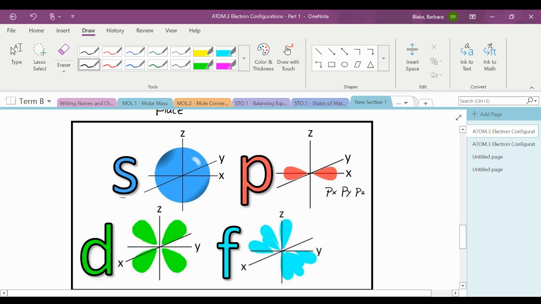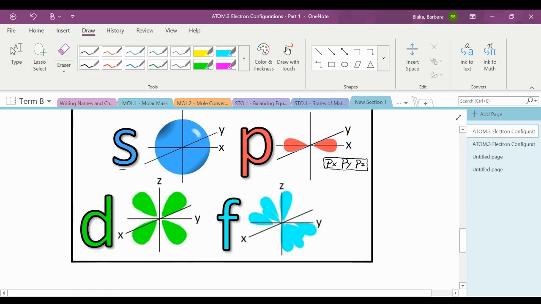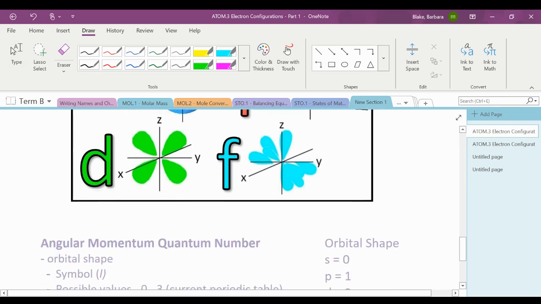And for D and F, the shapes kind of rotate a little bit and look a little bit different depending on the orientation. And it gets much more complex when you have multiple lobes like D and F. For our purposes, know that they can reorient themselves in a three-dimensional manner, but we really won't talk a ton about P x, P y, and P z, although you may see these on a worksheet, you might run into these. These orbitals also orient themselves to the periodic table.